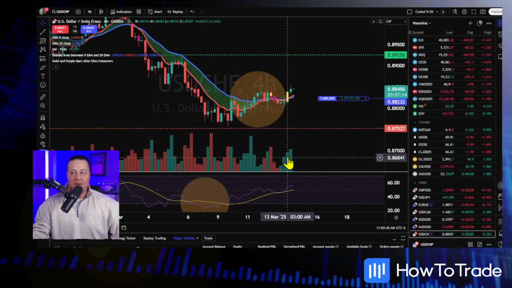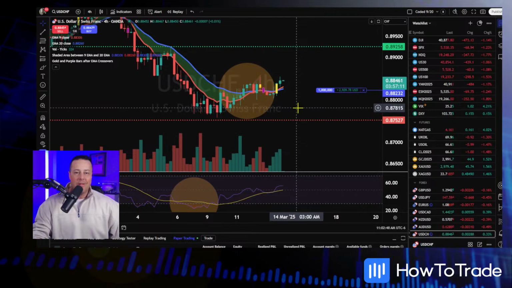You can remember this trade from yesterday, this trade idea going very well with the U.S.